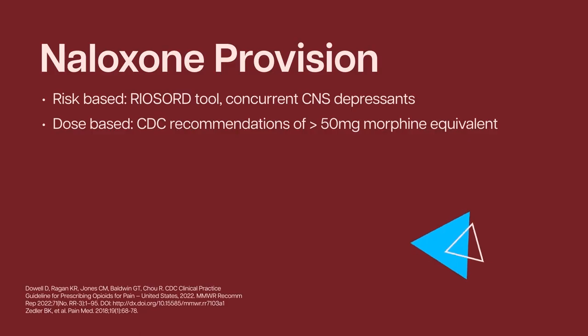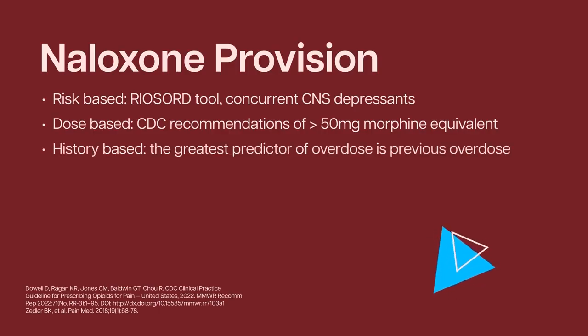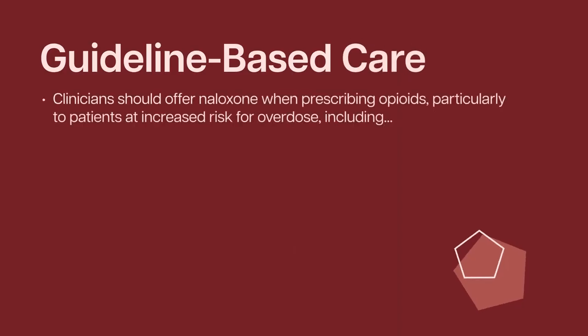The CDC recommends a simple morphine milligram equivalent threshold of 50, where any patient over 50 milligrams of MME per day would be a good candidate for naloxone provision. And finally, good old-fashioned history taking. The greatest predictor of overdose is previous overdose, and certainly if a patient has had a previous overdose on opioids, you should consider providing naloxone. But independent of any score or threshold, any patient on opioids who you feel would benefit from a naloxone prescription should be provided one. The 2022 CDC guideline takes a similar history-based approach.